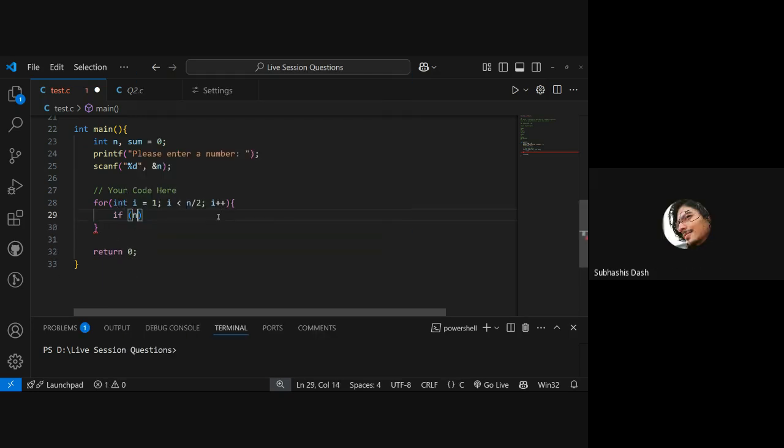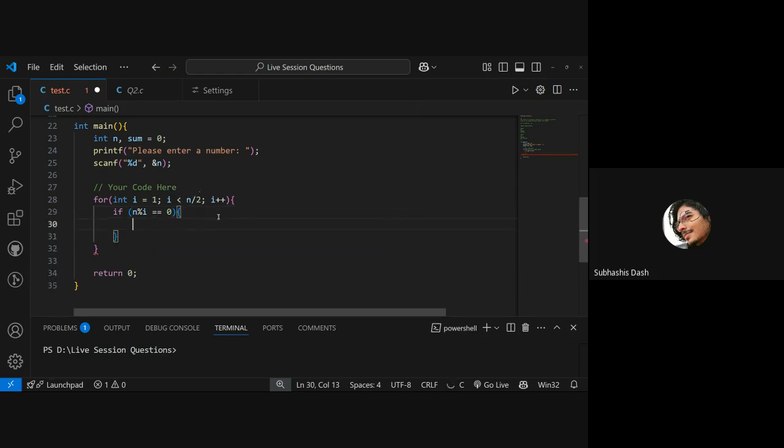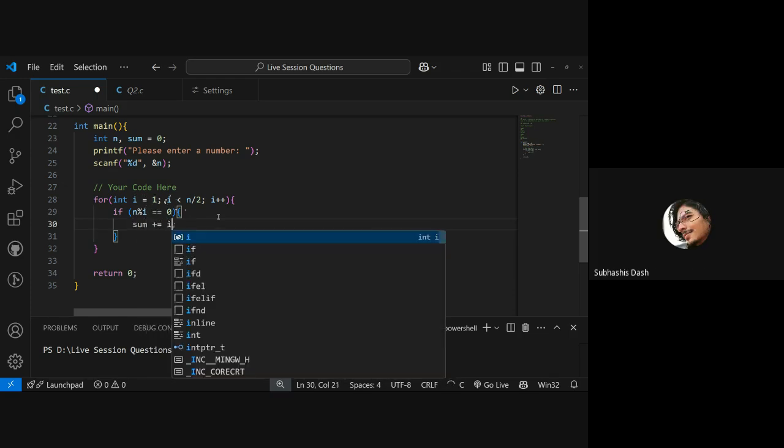So do we want n divided by i or n modulo i, to check for remainders? n modulo i. Yeah, that's correct. So we are essentially checking if a given number is a factor of n, right? If it divides it completely. So what should we do if it divides it completely? Simply save that number. Right, we simply add that number to sum.